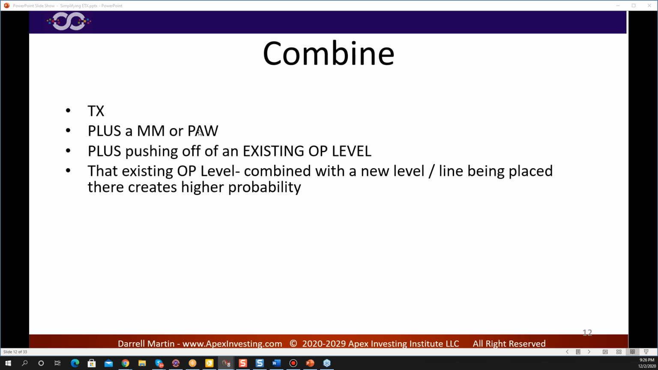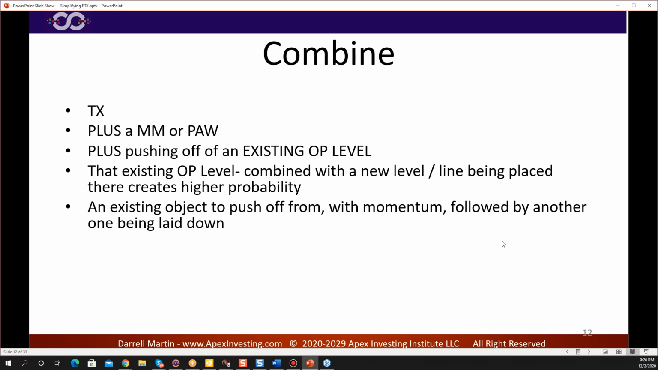Which we've covered in previous webinars, what mini magnets and paws are. So we have the TX, we're adding on the mini magnet or paw, pushing off an existing level, now making a new line that creates another level, and that just creates a higher probability, okay?